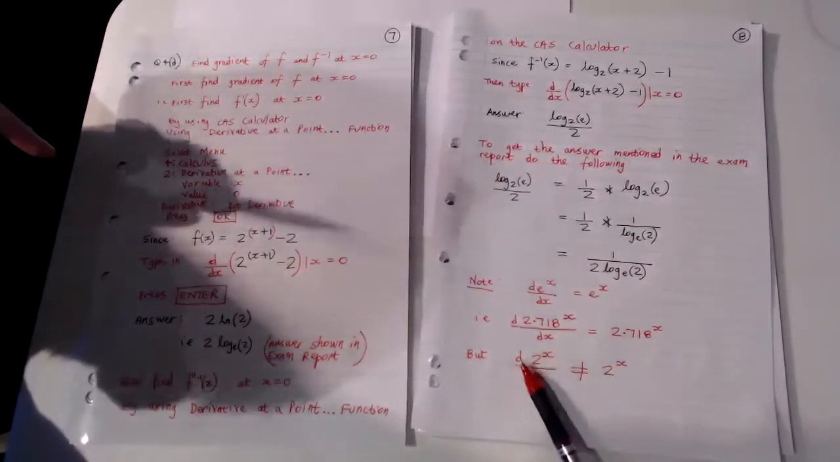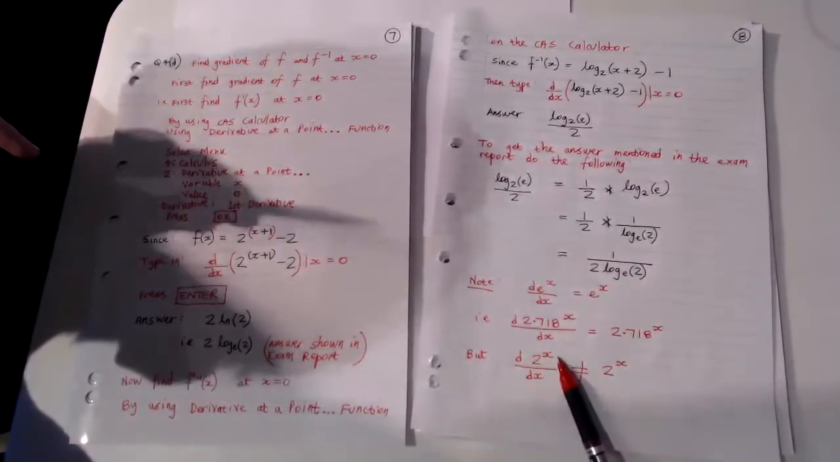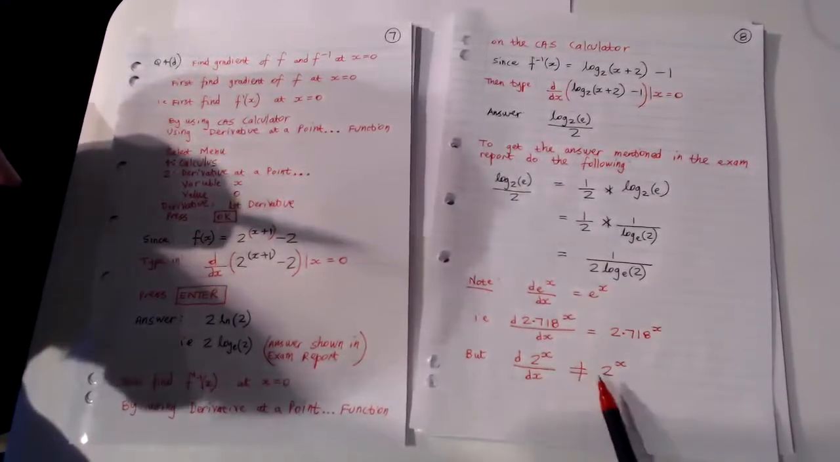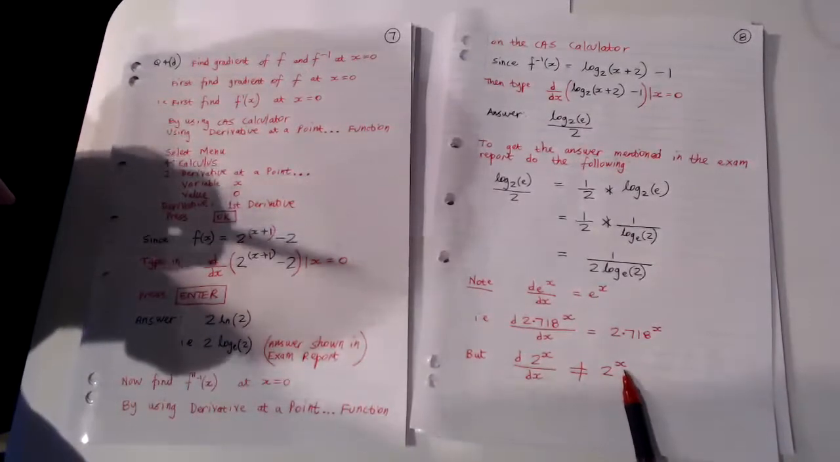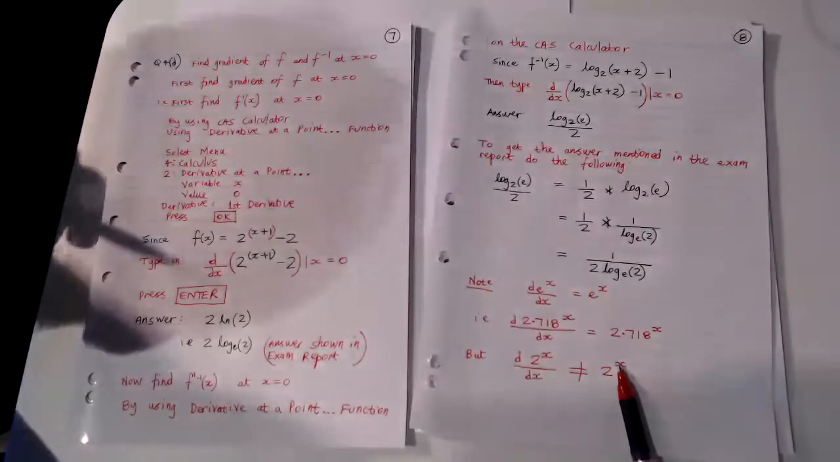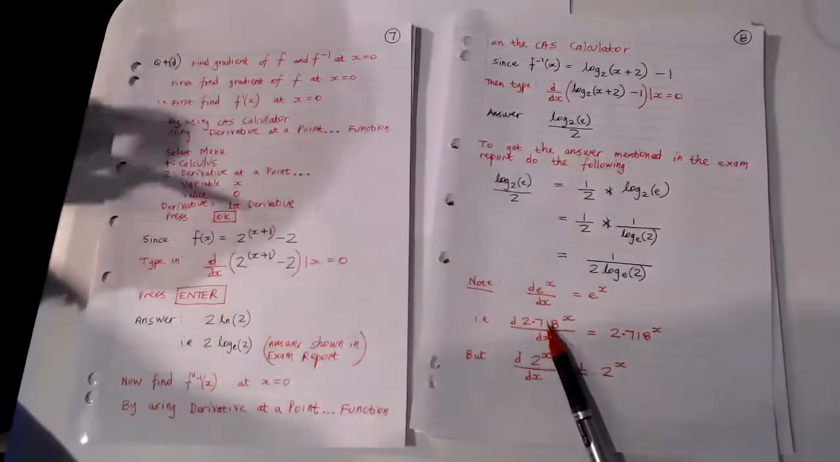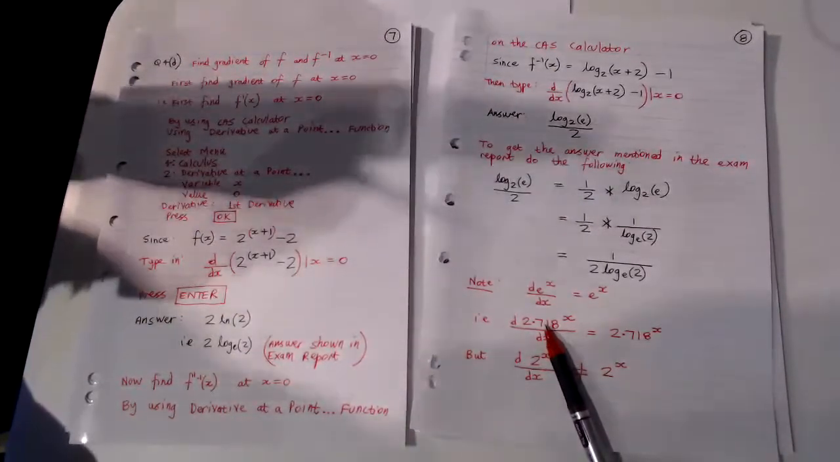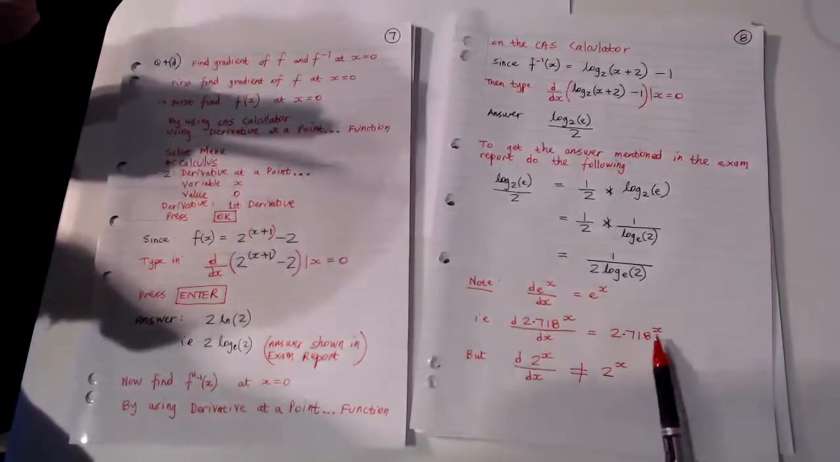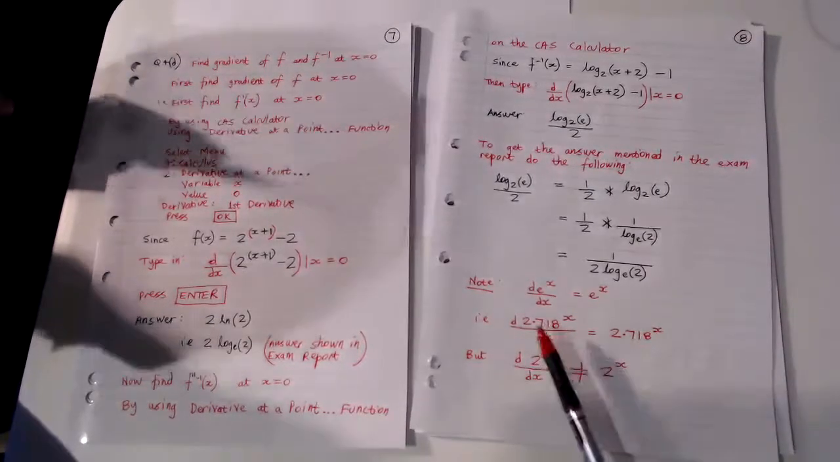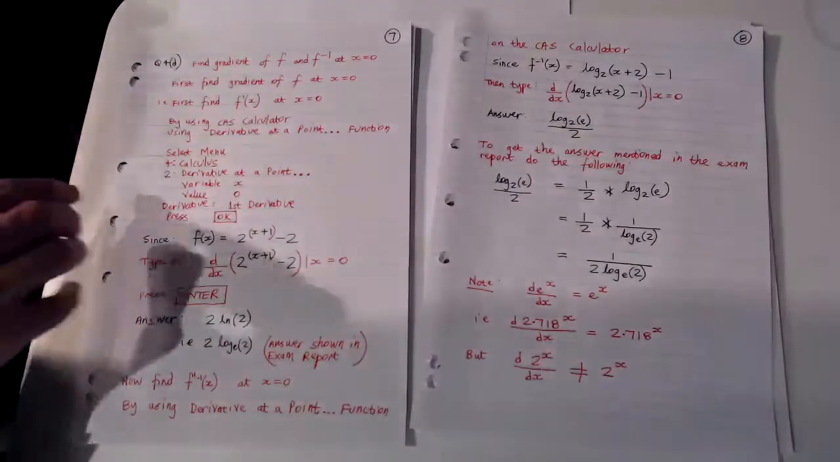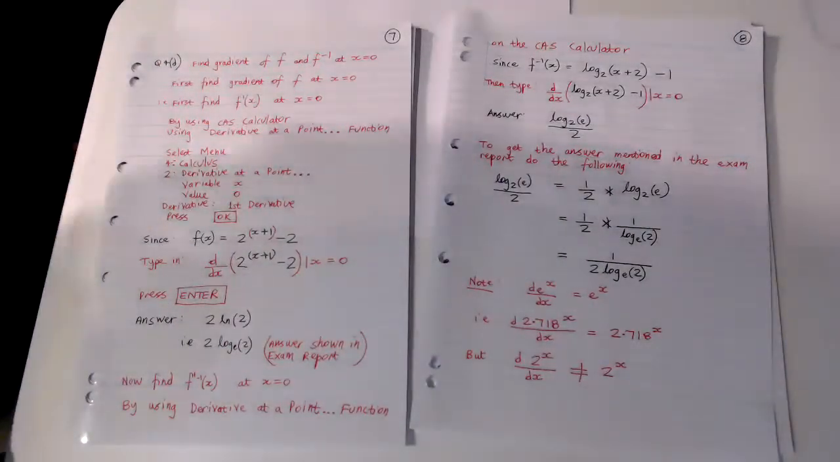But the derivative of 2 to the power x is not equal to 2 to the power x. All right? The only case where they are equal is when the base is equal to 2.718. All right? So please note that down, just in case a question appears where you need to know this red section here. Now we go to the next subsection.